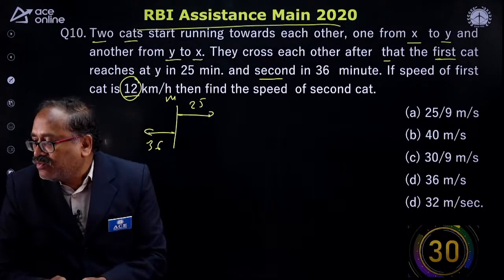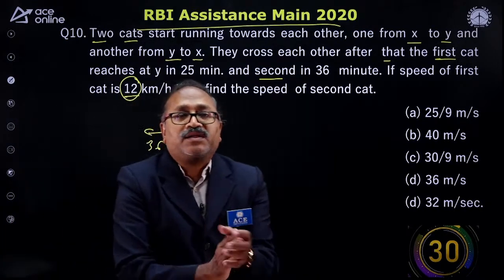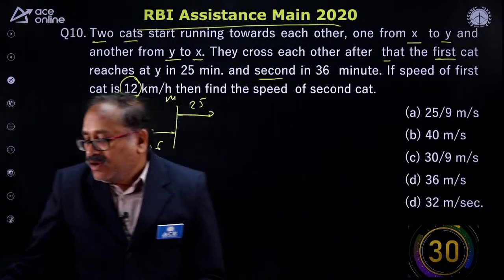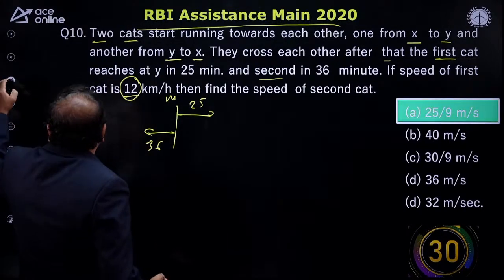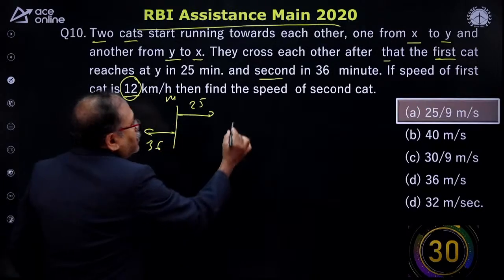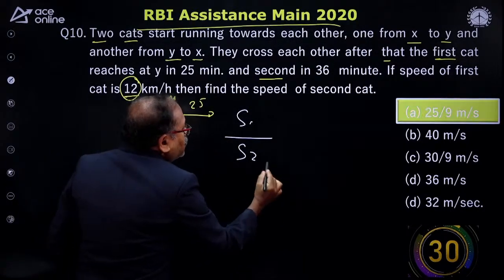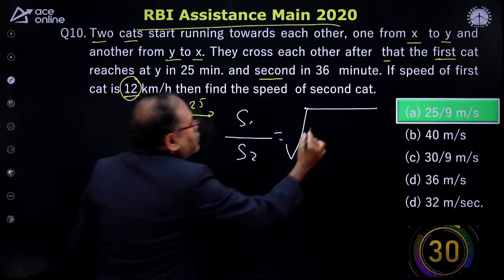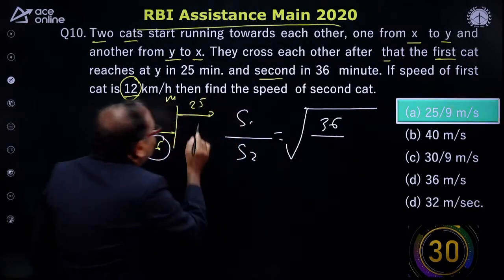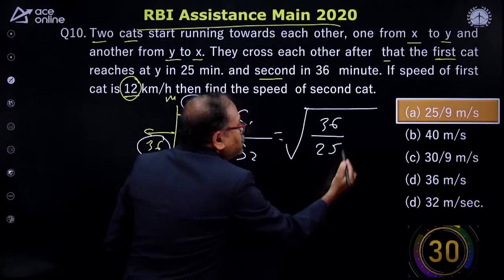Wow, Subba Reddy, 25 by 9. Well done, my young friend. Let me check the answer. You know that the speed ratio of the first one to the second one is equal to the square root of the time taken by the second one, that is 36, by the time taken by the first one after meeting, that's 25.